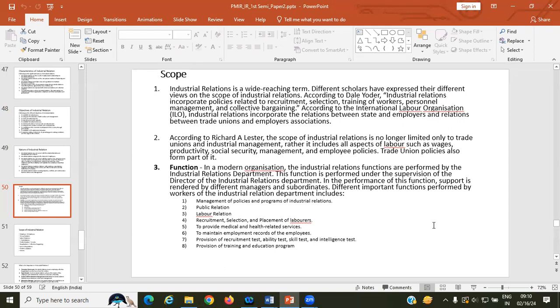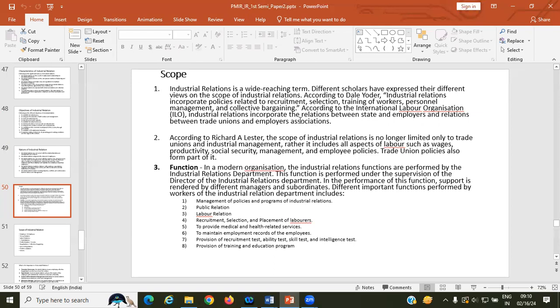According to the International Labour Organization, ILO, industrial relationship incorporates the relations between the state and employers, and the relations between the trade unions and employers' associations, different unions. So it is a relationship between the employees and employer and different unions. That is what is defined by different scholars and the International Labour Organization.